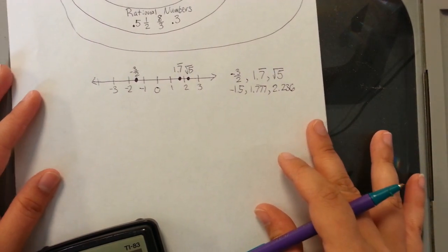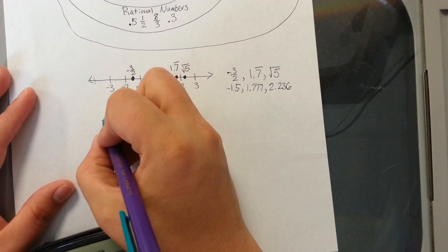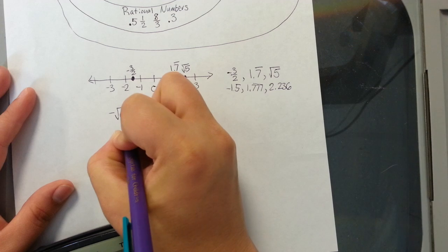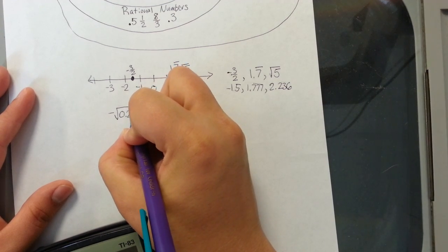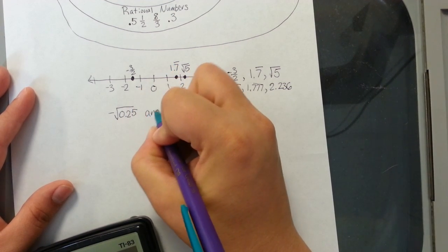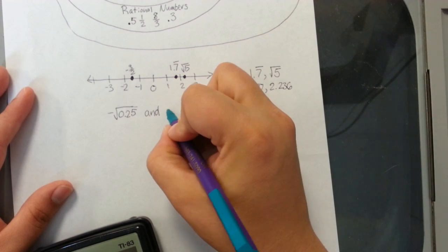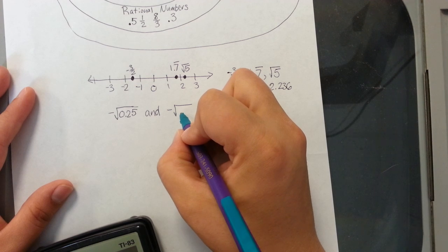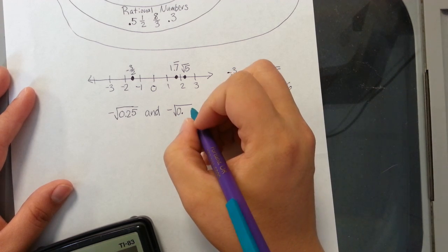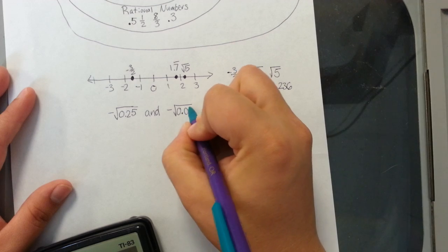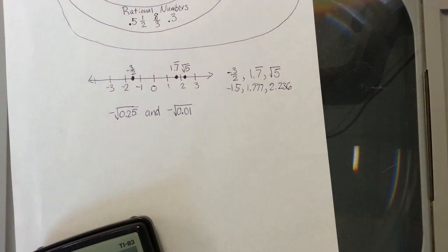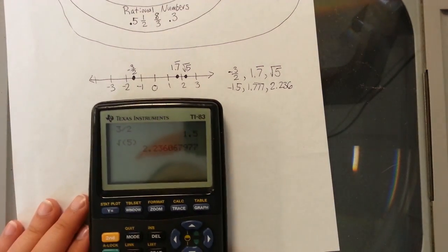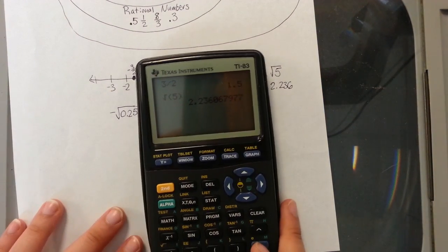Say we have something like compare negative square root of 0.25 and the negative square root of 0.01. All right, well, I don't really know what those things are until I actually take the square root of them. So in your calculator, you would go ahead and take the square root of those things.